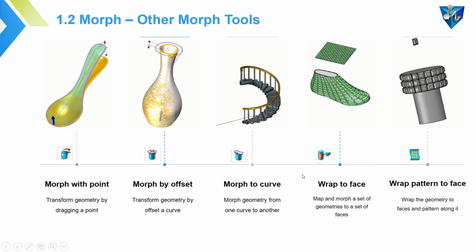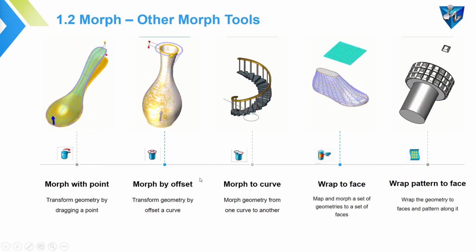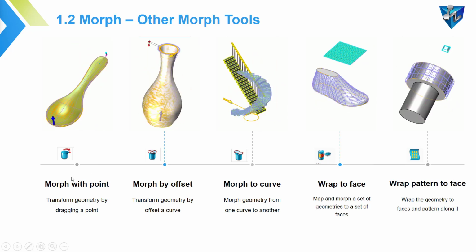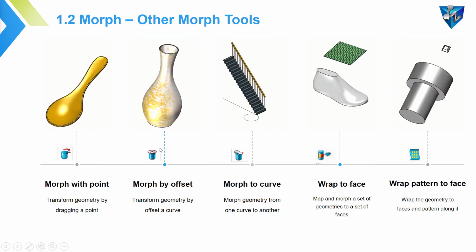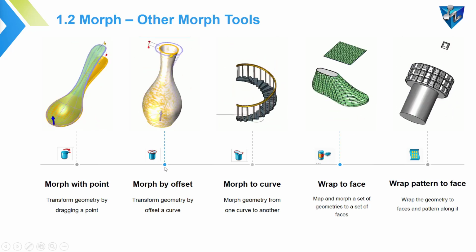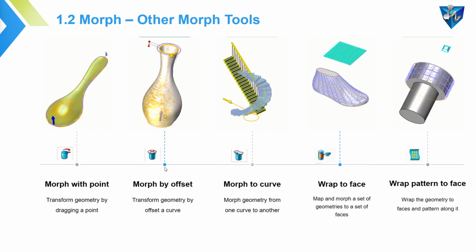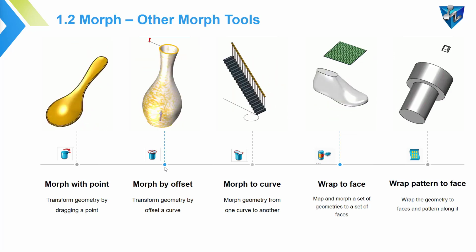And the next page, I will introduce you some advanced morphing tools. The first one is morph with point. With this command, we can transform geometry by dragging a point. And the second one is morphing by offset. As its name implies, we can use it to transform geometry by offset a curve by a distance.